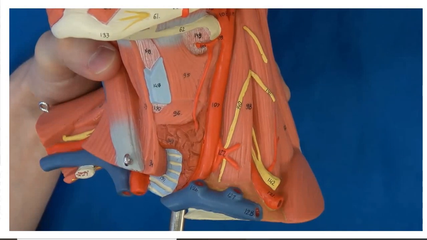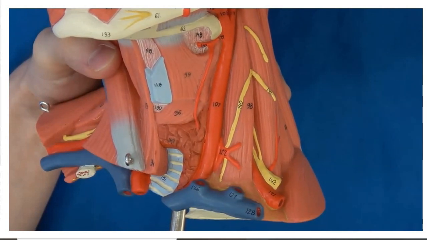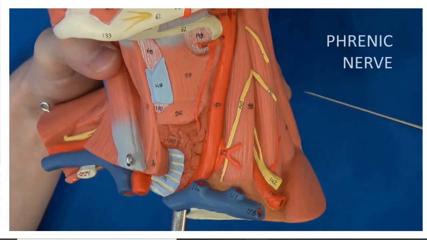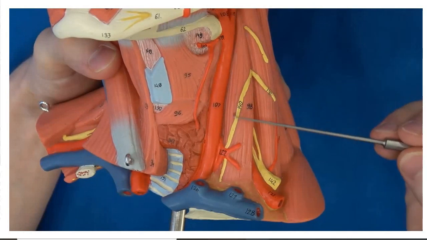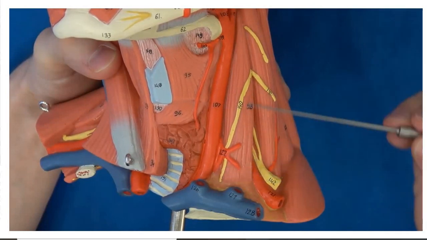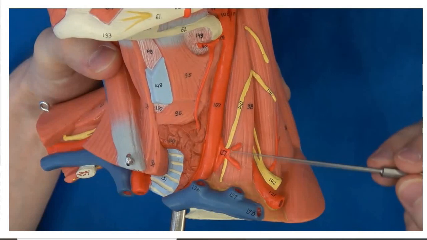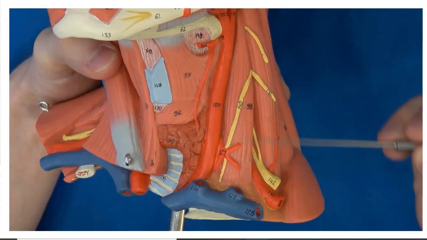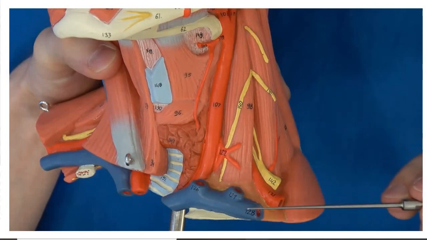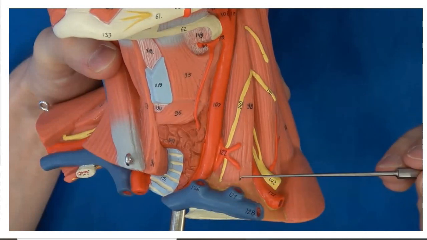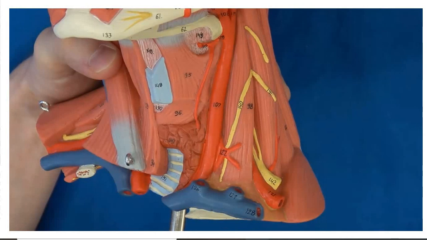Muscular branches of cervical plexus are responsible for motor innervation of different muscles. Biggest of them is known as phrenic nerve. Phrenic nerve runs inferiorly on anterior surface of anterior scalene muscle. It goes between subclavian vein and subclavian artery, enters thoracic cavity, and then runs towards diaphragm, which it innervates.